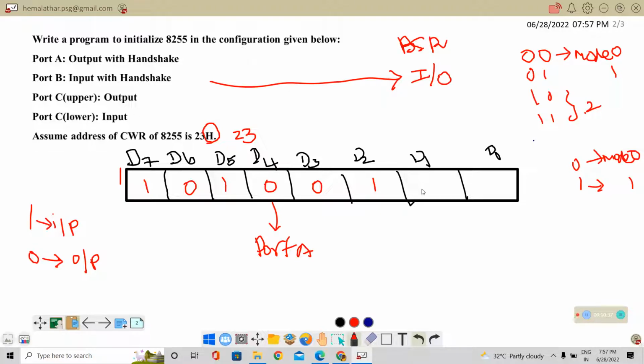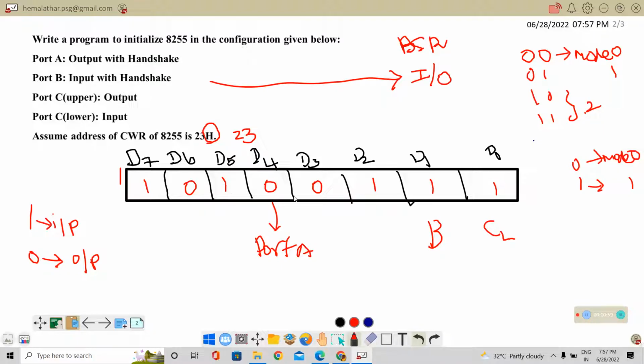And your D1 tells whether port B is going to act as input or output. In the question, they gave port B as input, so your D1 should be 1. And D0 is port C lower. D0 lower is represented as input, so it should be 1. This is the control word value we have found.